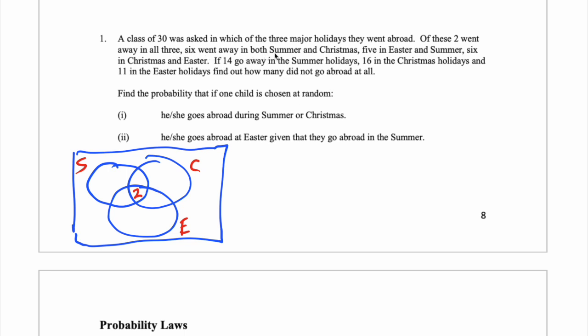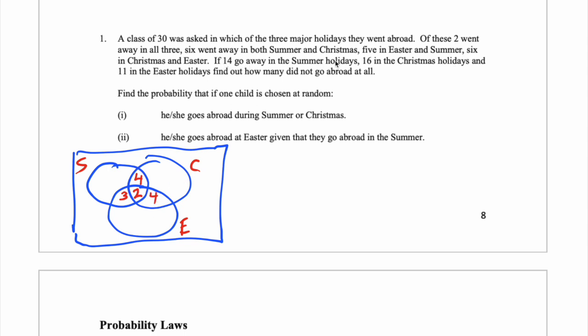6 went away in both summer and Christmas. You've got to be careful. That's this whole piece right here. Summer and Christmas, this whole sliver here should be 6, but that means this has to be 4, not 6. Okay, so we've got that piece. 5 in Easter and summer. Easter and summer is this whole thing here. And 6 in Christmas and Easter. Christmas and Easter should be 6, so that's a 4.